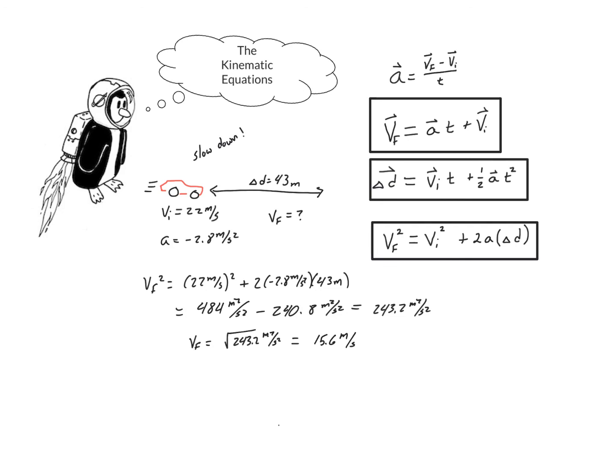Notice how this is speed, not velocity. You have to use your reasoning to figure out what direction the car is traveling at the end. Is it possible that it turned around? Or is it still going forward? So that's going to depend on the setup. In this case, the car is still going forward, so we keep it as a positive 15.6 meters per second.